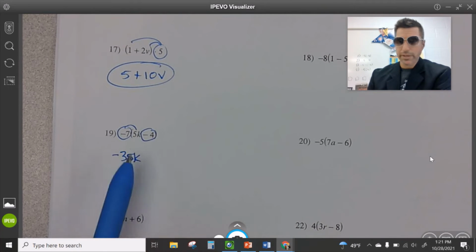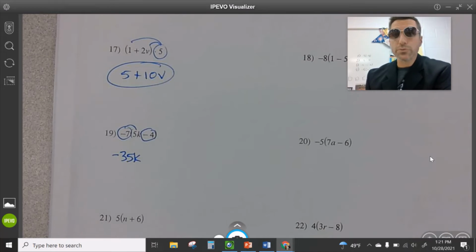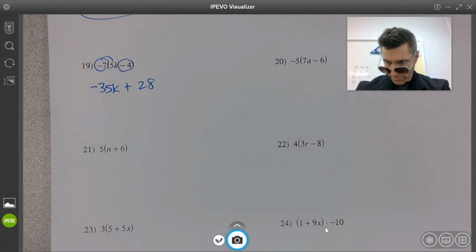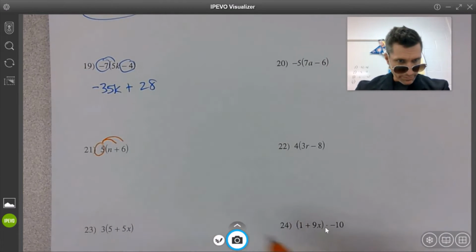If you just look at these two circles in isolation and don't see anything else, I see a negative times a negative is a positive. So that's plus 20. All right, let's wrap this up right quick and we can move on.